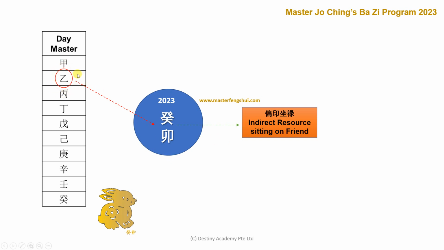Now I'll go into the Yi Daymaster. For Yi and Jia, by and large, it is the same category of 10 Gods, but the yin and yang here is a bit different, and I still want to mention that. In this instance, for the Daymaster, it will be indirect resource instead of direct resource, and it will be sitting on this thing called friend. So you'll be seeing two things in general: you have resource, and you have friend. So what to be expected?